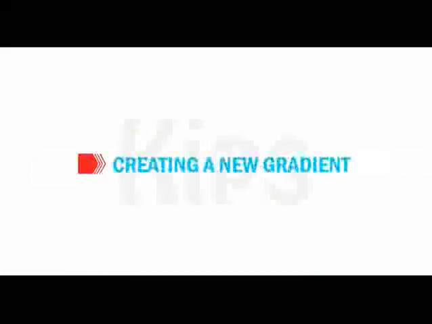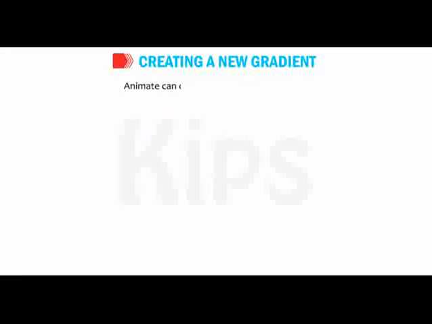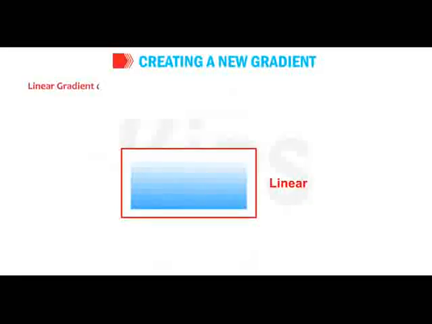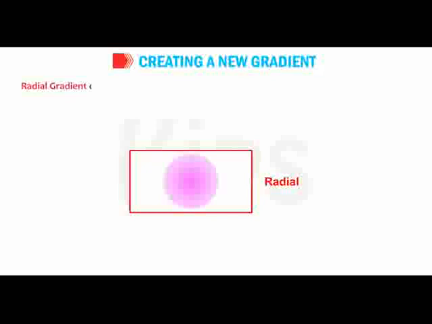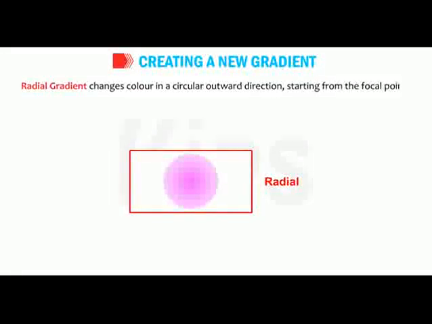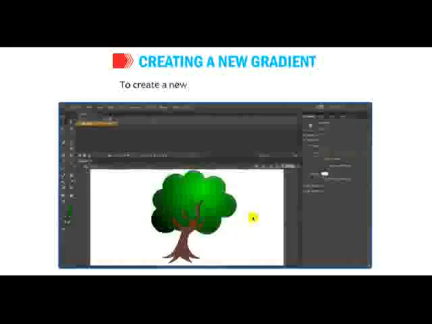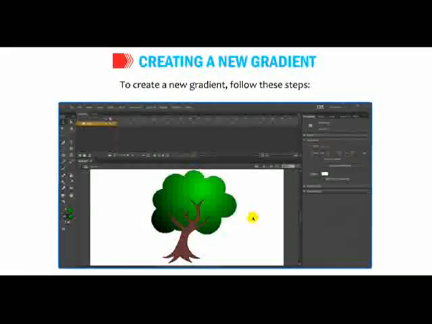Okay students, now let us find out how to create a new gradient. Animate can create two types of gradients. A Linear gradient changes color from the starting point to the end point in a straight line. A Radial gradient changes color in a circular outward direction starting from the focal point. To create a new gradient, follow these steps.